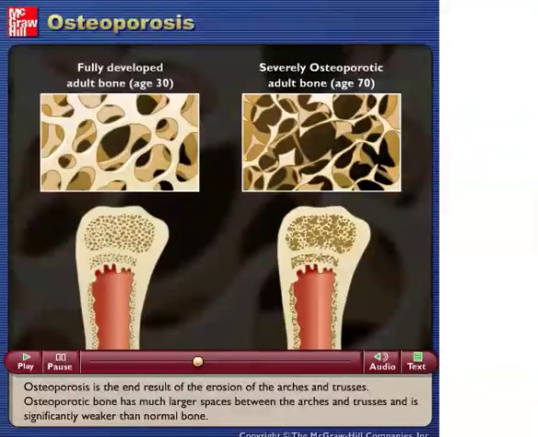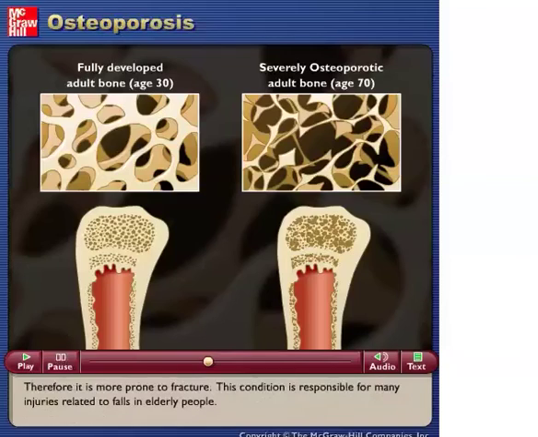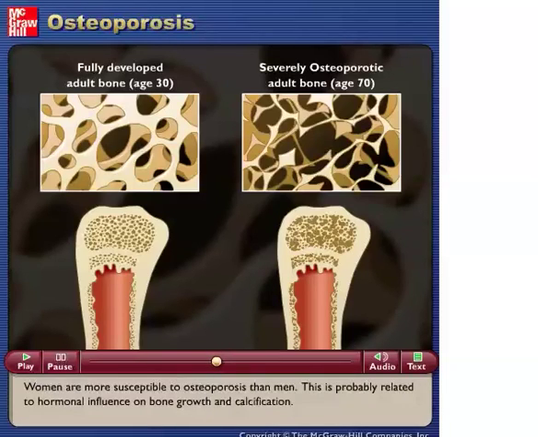Osteoporosis is the end result of the erosion of the arches and trusses. Osteoporotic bone has much larger spaces between the arches and trusses and is significantly weaker than normal bone. Therefore, it is more prone to fracture. This condition is responsible for many injuries related to falls in elderly people. Women are more susceptible to osteoporosis than men. This is probably related to hormonal influence on bone growth and calcification.